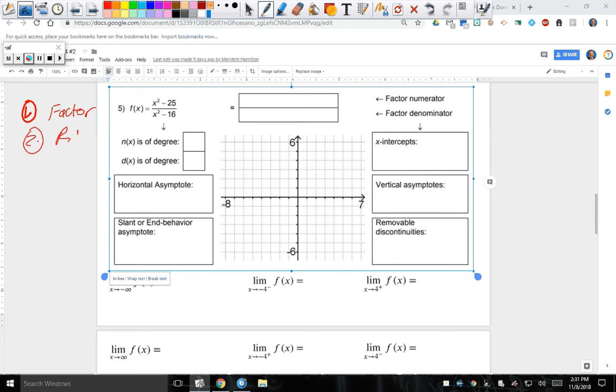Number 2, you're going to identify the removable discontinuities, otherwise the holes in the graph, okay? And that's the pair. Whenever there's a binomial on top that's the same as the binomial on the bottom, they cancel, okay? Step 3, the leftover scraps in the denominator are the VAs, okay? And those are like x equals a number, okay? And then number 4 is going to be the HA, okay?